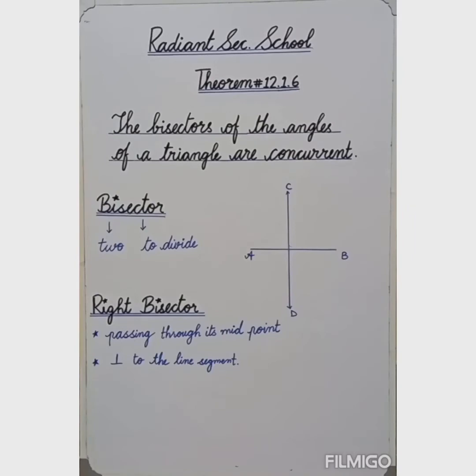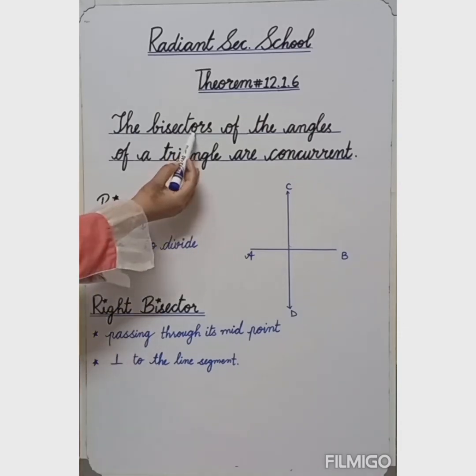Now we are going to start theorem number 12.1.6. First of all, read the theorem statement. The bisectors of the angles of a triangle are concurrent. In this theorem, two words are there. First one is bisectors.